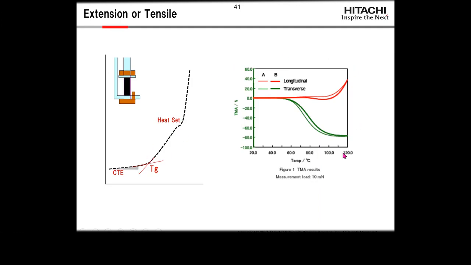When we go into looking at films that have been pulled as they were made, so they're oriented, we see very different curves looking at the longitudinal or the machine direction versus the transverse or the cross machine direction. So we get very different curves in expansion or extension as we look at the film, whether it's lengthwise or crosswise.